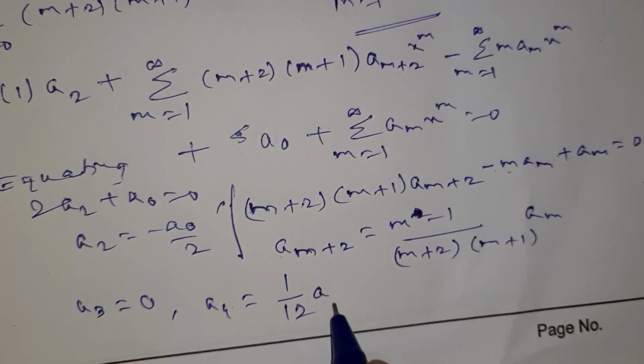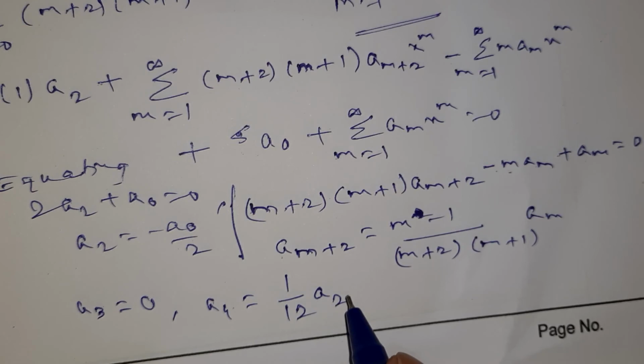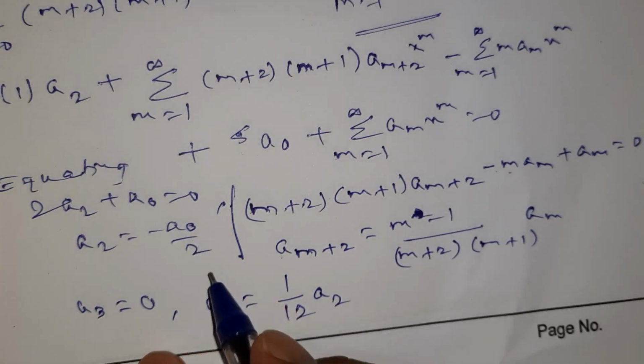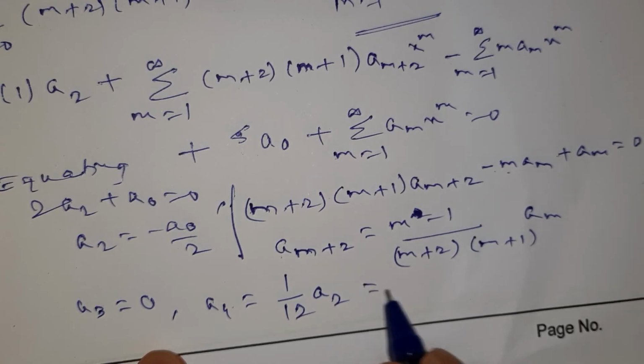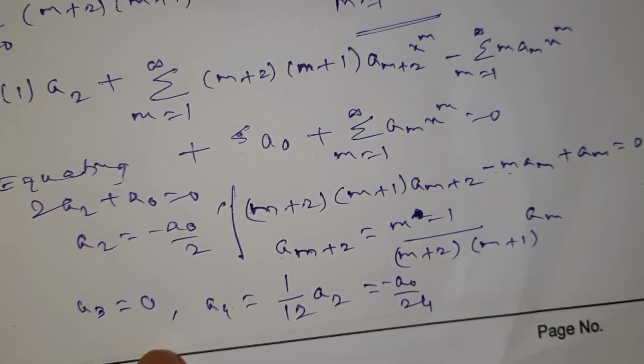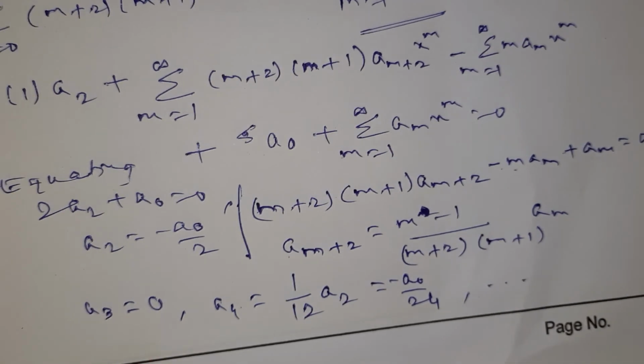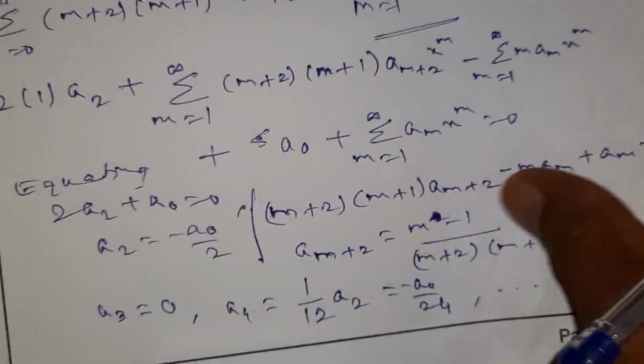I get a2. But what is value of a2? What is value of a2? It is minus a0 upon 2. So I get here minus a0 upon 24, or you may write 4 factorial, no problem, right? So in this way we can find the other values. Now write down the final answer.